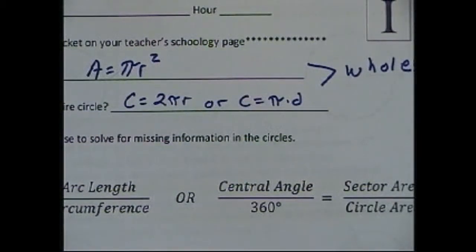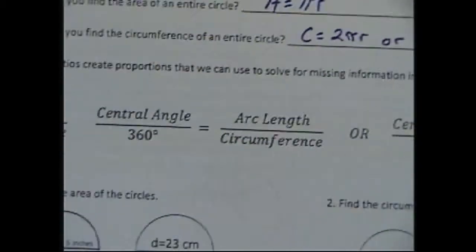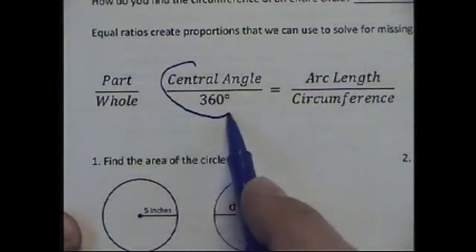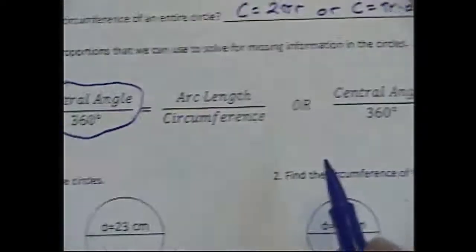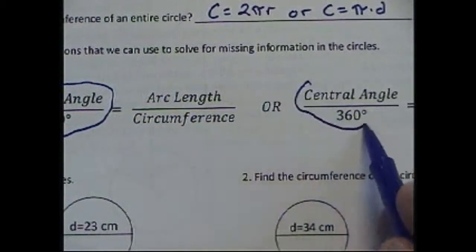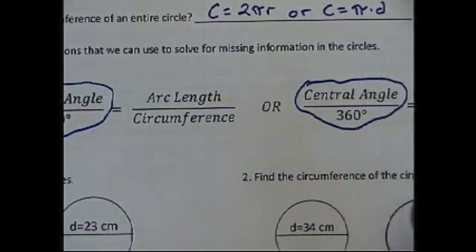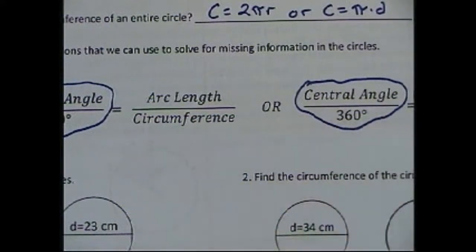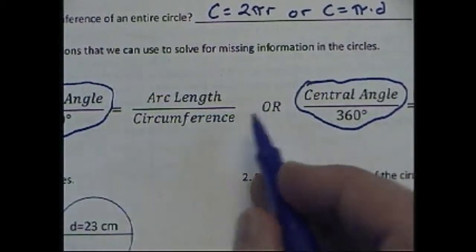In order to find a part of the circle, whether you're looking for a part of that outer length, the circumference, or a part of the area, you first need to find the whole, and that will help you tell how much of the area you have. So we look at this formula. It's part over whole. This side of the equation will always stay the same. We're always putting the central angle over 360 degrees. So find that central angle and put it over 360. There are always 360 degrees in a circle. What can change is what you're looking for.